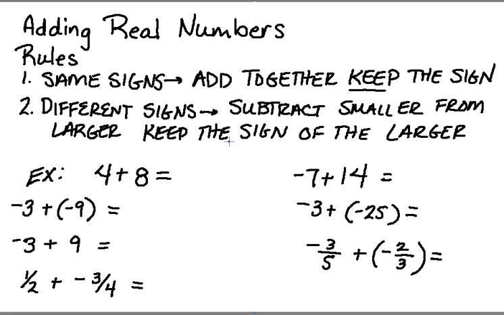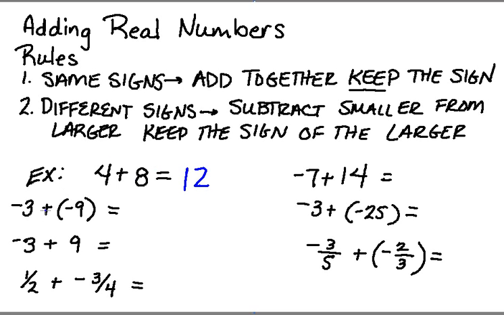So let's go through some examples. Here we have 4 plus 8. You've been doing this for a long time now, but notice that they're both positive. Okay, no sign means that they're both positive, so we're going to follow rule number 1, just like you've always done. We add them together and keep the sign. 4 plus 8 is 12, and that's a positive 12, okay, because they're both positive.